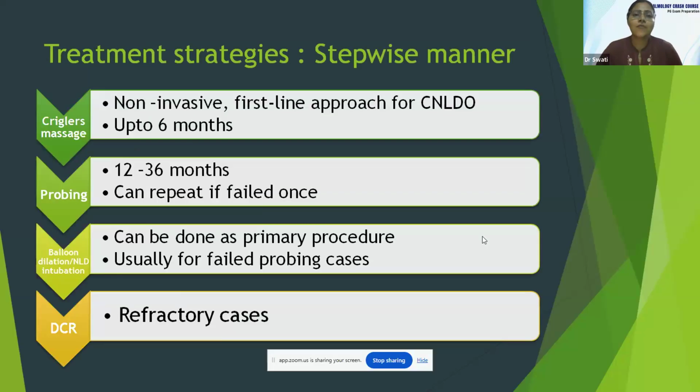So we have to manage this CNLDO in a stepwise manner. So first, primary management would be a non-invasive management, which is via Crigler's massage and can be done up to 6 months of age, followed by probing, followed by balloon dilation or intubation, and DCR reserved for the refractory cases. So let's go through these management protocols one by one.